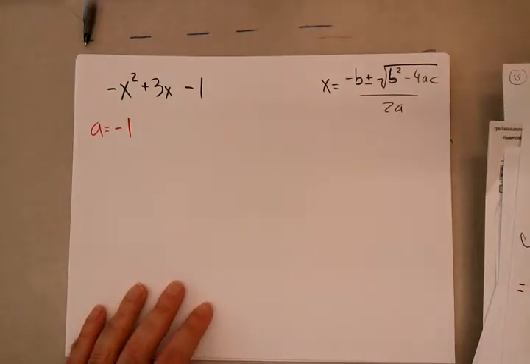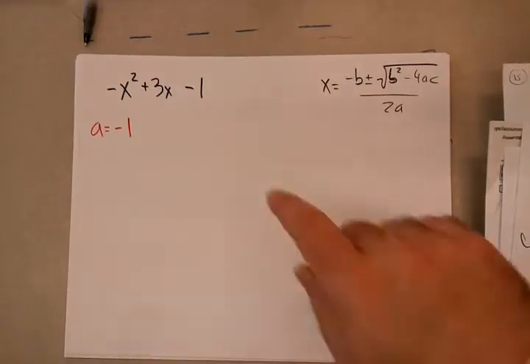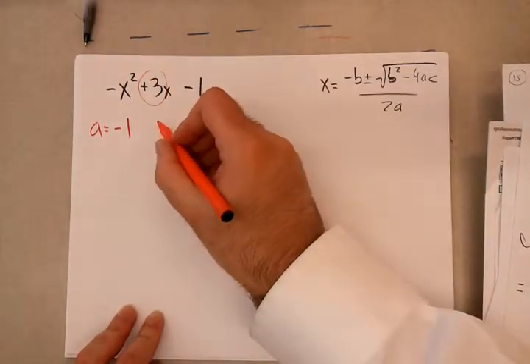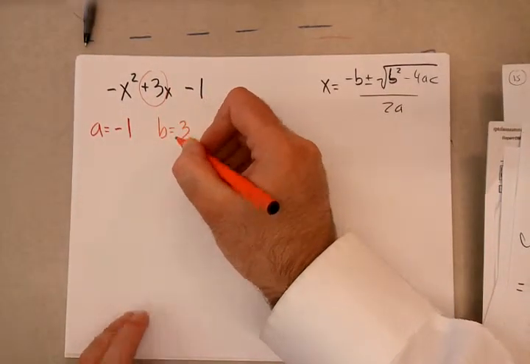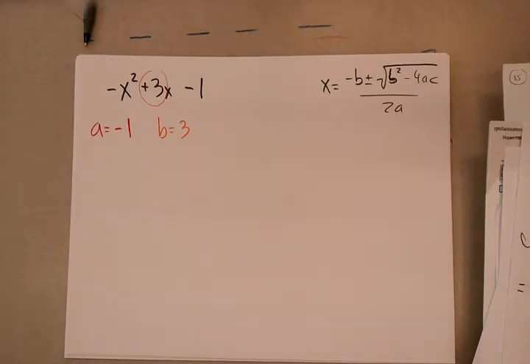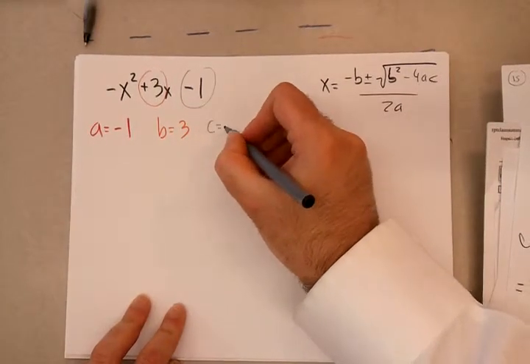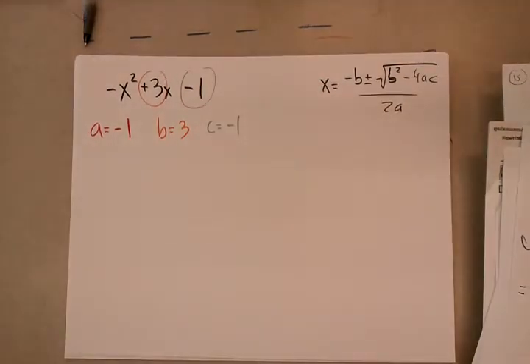The b is whatever is in front of the middle term, the x. So what's in front of the middle term here? Well, it's just a +3. And the c is whatever is by itself, whatever is just without an x or a variable. And that's our c in this case. So the c is going to be a -1 too. So the a and the c in this case are the same thing. Alright, so now that we have that, what's our next step?